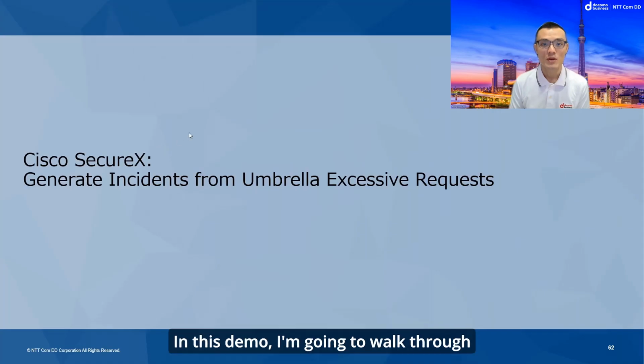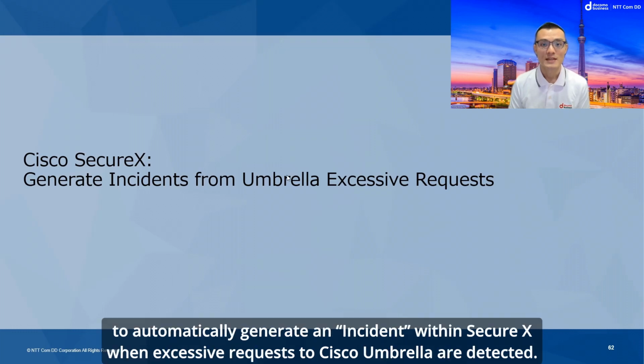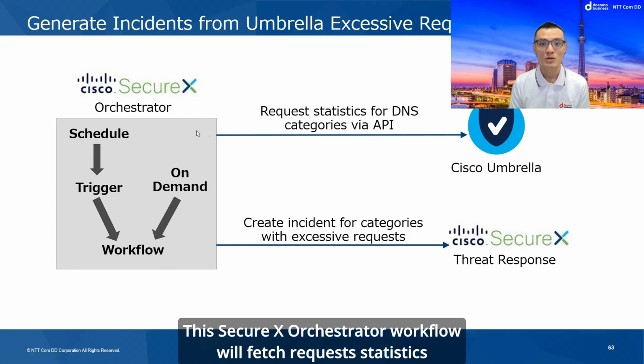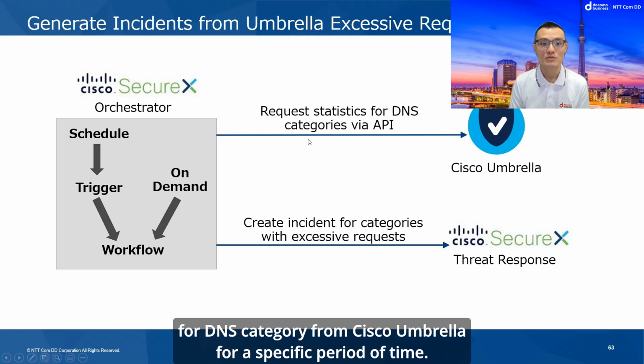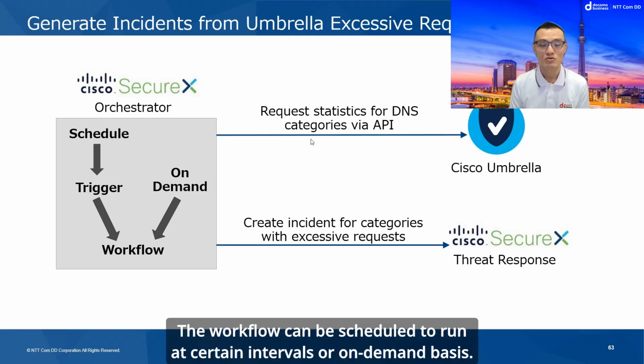In this demo, I'm going to walk through the demo scenario of using Cisco SecureX Orchestrator to automatically generate an incident within SecureX when excessive requests to Cisco Umbrella are detected. This SecureX Orchestrator workflow will fetch request statistics for DNS category from Cisco Umbrella for a specific period of time. The workflow can be scheduled to run at certain intervals or on-demand basis.